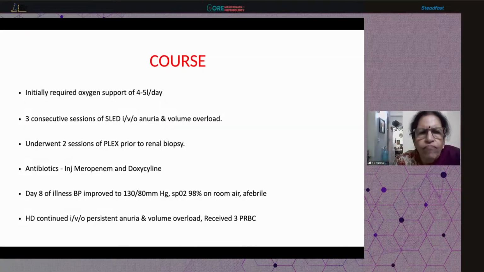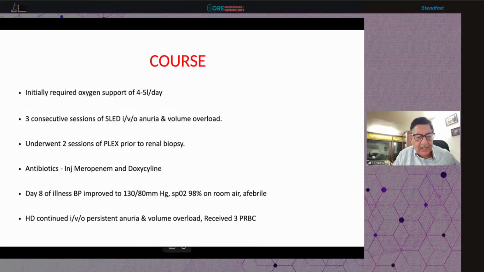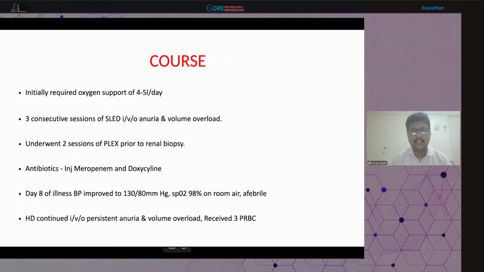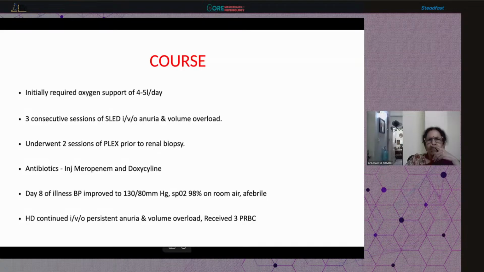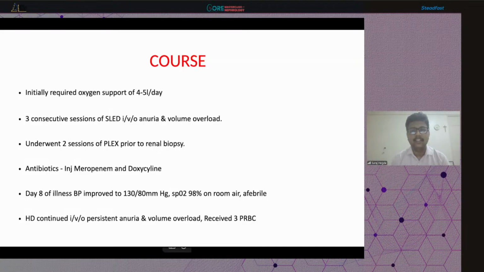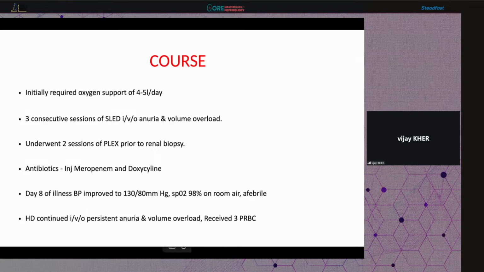Yeah, you said in line 3, he underwent 2 sessions of plex prior to renal biopsy. Yes, sir. So now the question given to you is, if you had all the facilities, what would you have done? The eculizumab. So when would you use eculizumab in a patient with AHUS or complement mediated or whatever?